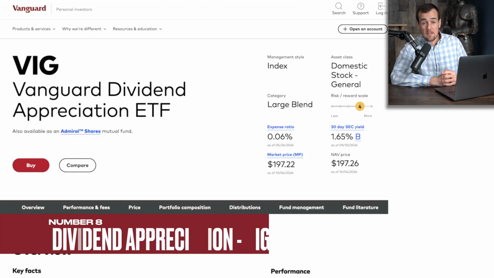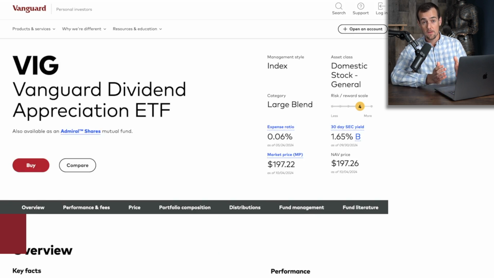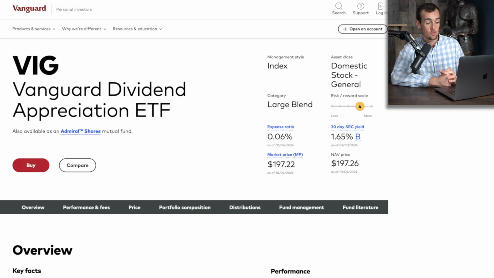The last specific ETF that we're going to cover here is VIG, the Vanguard Dividend Appreciation ETF. This fund tracks the performance of the S&P US Dividend Growers Index, and this index follows 338 US companies that have consistently grown their dividends for 10 consecutive years or more. This fund is good for those who are looking to derive income from their portfolio in the form of dividends, but are also still looking for modest growth potential.